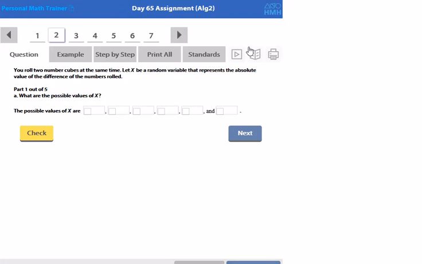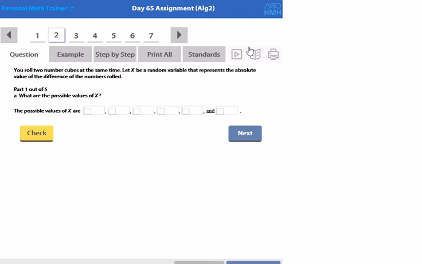Here are some examples from the day 65 assignment. In this example, they say that you're rolling two number cubes at the same time. Let x be the random variable that represents the absolute value of the difference of the numbers rolled. So absolute value means positive, difference means subtract.